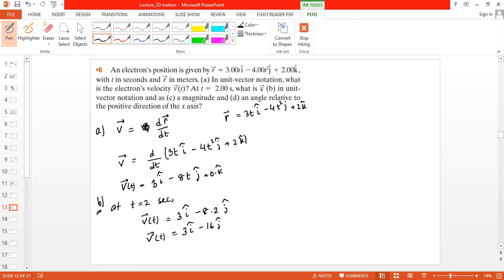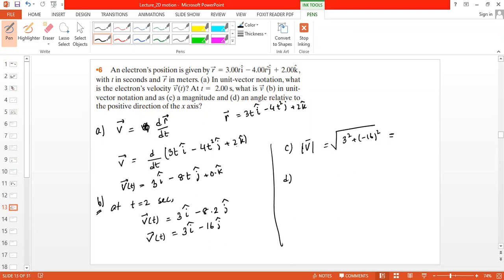At time t equal to 2 seconds, what is the magnitude and what is the angle relative to the positive x direction? So the magnitude of velocity V at t equal to 2 seconds is, we know, the x component squared plus the y component squared. That is 3 squared plus (minus 16) whole squared. I left this calculation for you guys.